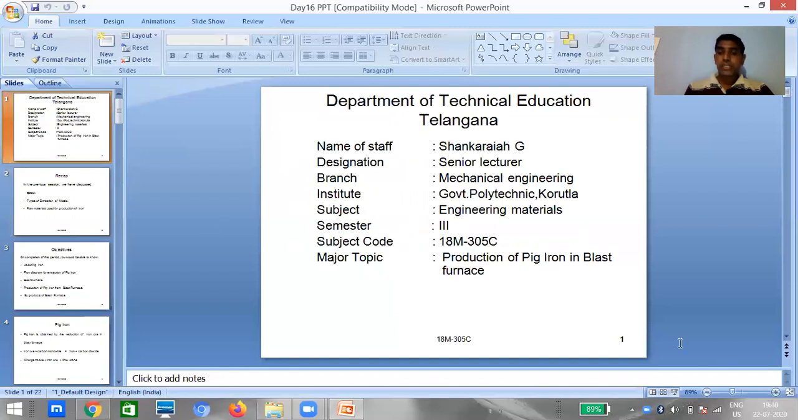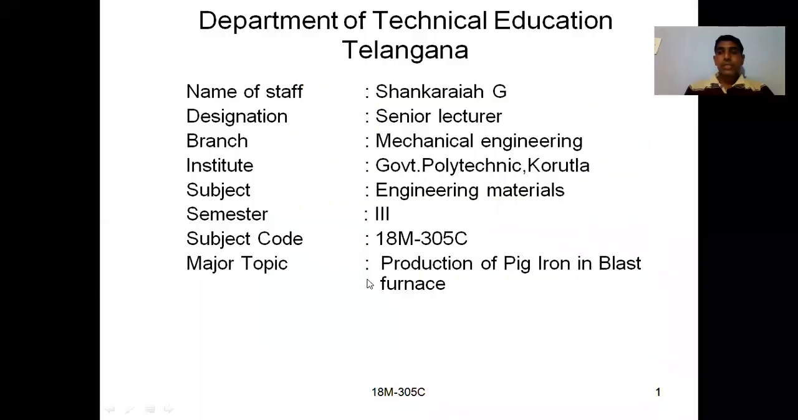In today's session, we are going to discuss the production of pig iron in blast furnace. In the last session we have discussed that we can obtain pig iron from blast furnace. Here we are going to discuss in detail how the blast furnace will be, what is the charge, that means what is the raw material for blast furnace, how we are going to get that pig iron, what are the operations that will take place in the blast furnace, and what are the products and byproducts of a blast furnace.